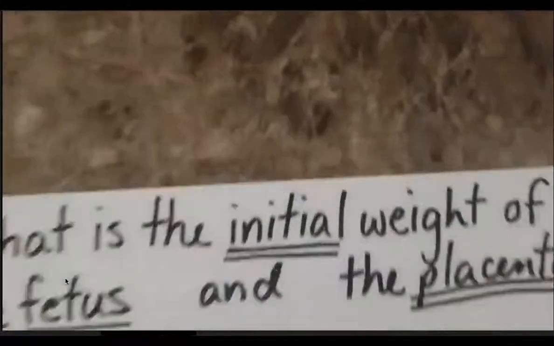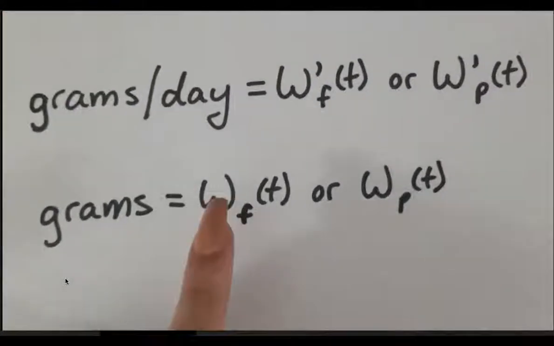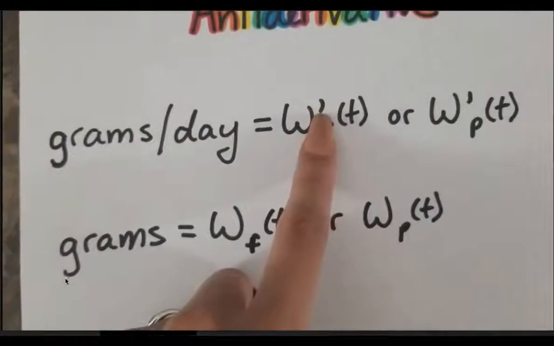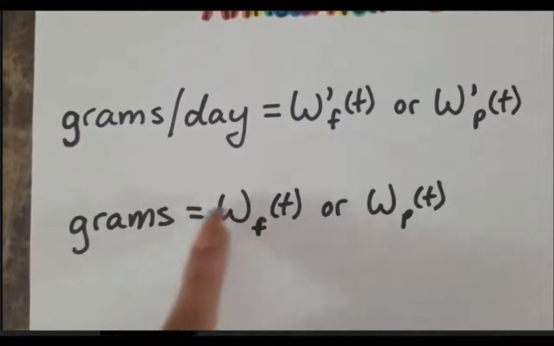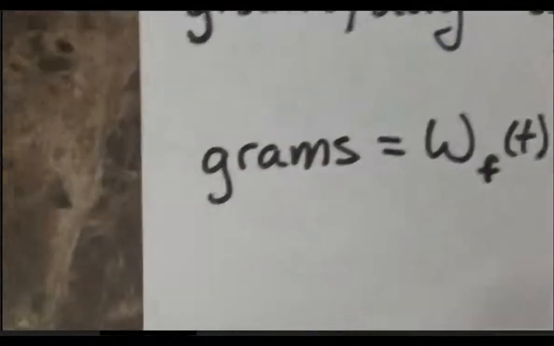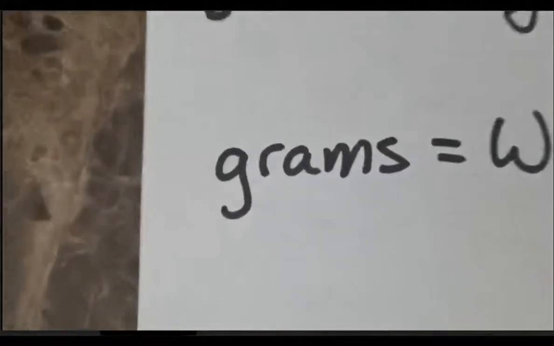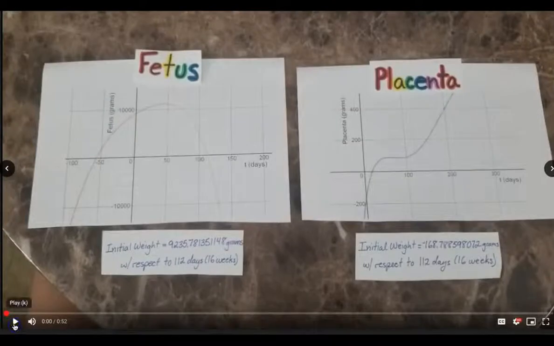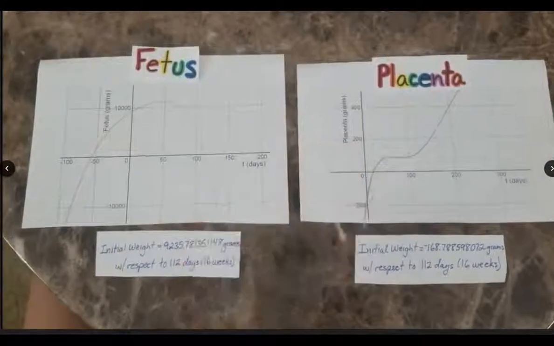In order to find the initial weight, we take the antiderivative and work our way backwards by finding not prime, or double prime, whatever. We find just w sub f of t, which is the fetus, of course, and then w sub p of t for the placenta. Or in other words, just grams, with respect to no other unit, just itself. Antiderivative equation, we simply just plot it into a decimals graph and observe the difference.